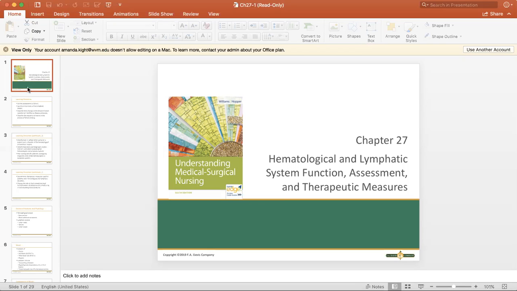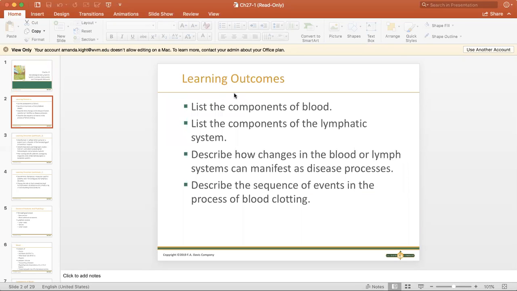So let's just get started here and go through the slides and the basic learning objectives. This is from the book. We're going to of course talk about blood, and I think the components of blood are really important. We talk a lot about white blood cells and a lot about red blood cells. There are certain things that we talk about, but I also want to really talk about plasma.